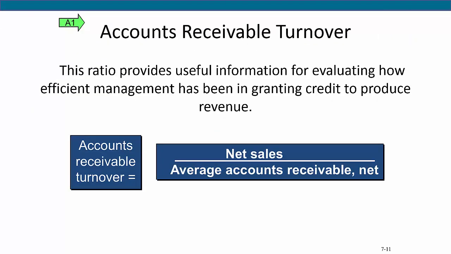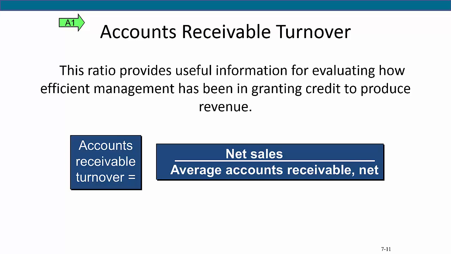And finally, a little bit about evaluating receivables. The accounts receivable turnover ratio evaluates how efficient management has been in granting credit to produce revenue. For our purposes, average accounts receivable is determined by adding together the beginning accounts receivable balance and the ending accounts receivable balance and dividing this total by 2. This ratio measures how often, on average, receivables are received and collected during the period.